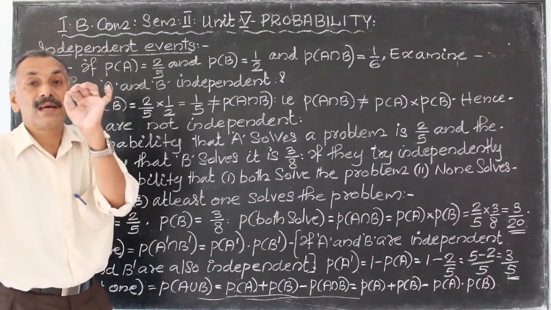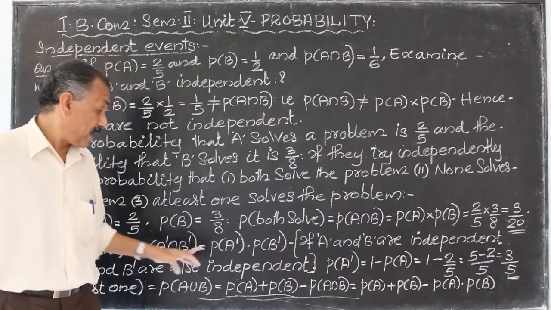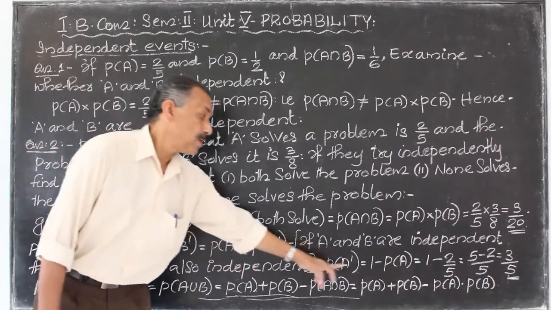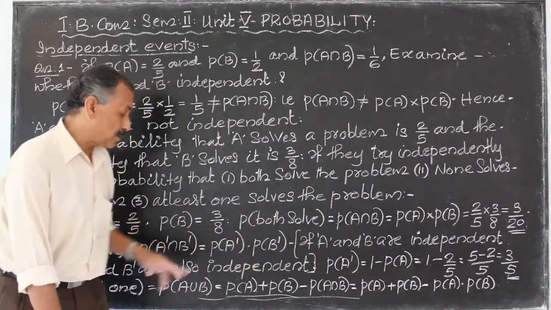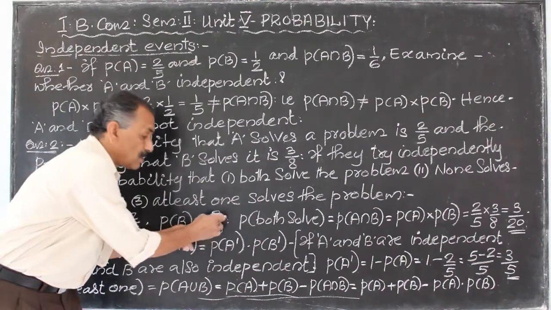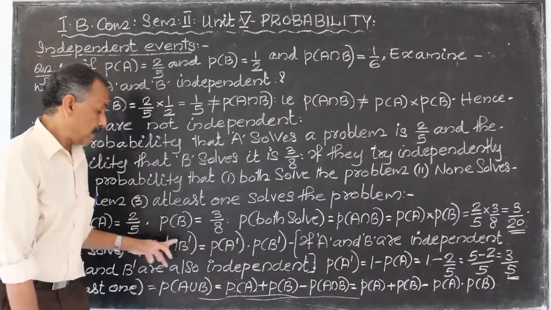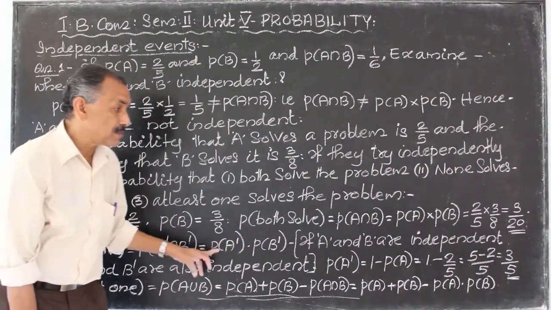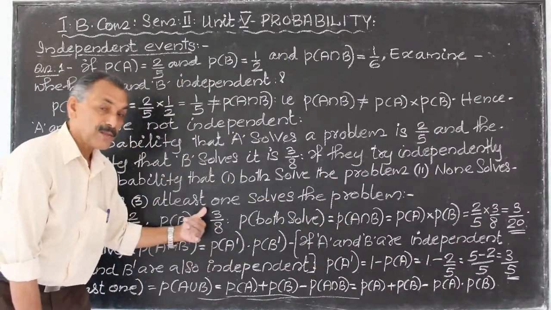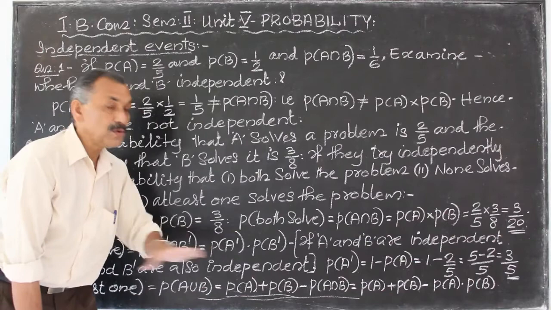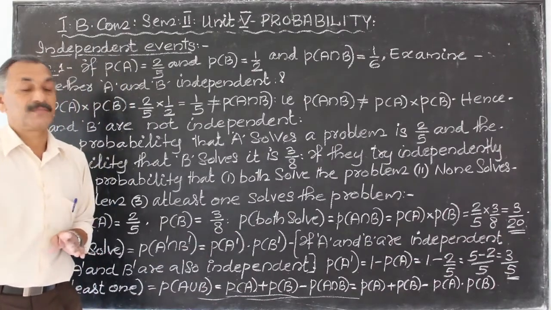That is, the probability that none solves the problem means P of A dash into P of B dash. P of A dash is 3 by 5, into P of B dash, which is 1 minus 3 by 8, equal to 5 by 8. The probability that none solves the problem is P of A dash, 3 by 5, into probability of B dash, 5 by 8. 3 by 5 into 5 by 8 is equal to 3 by 8. And then complete it.